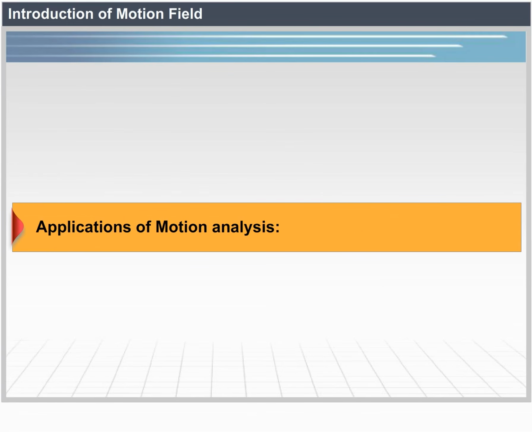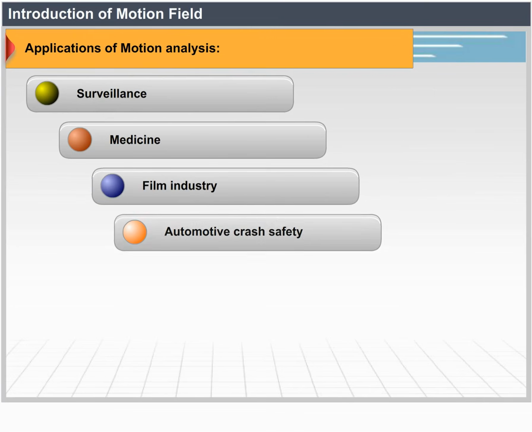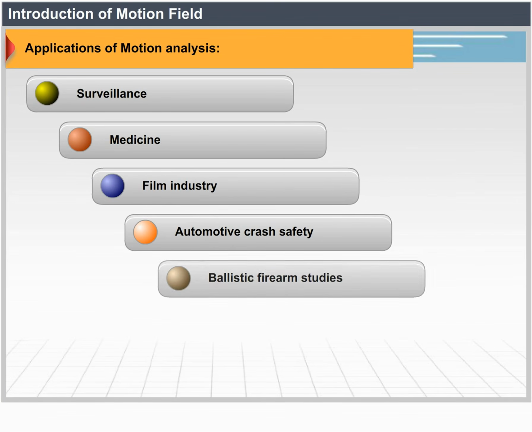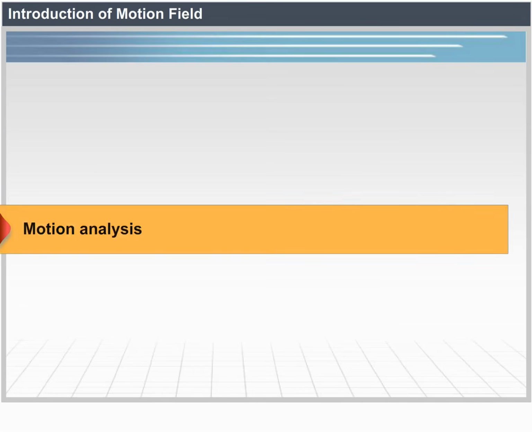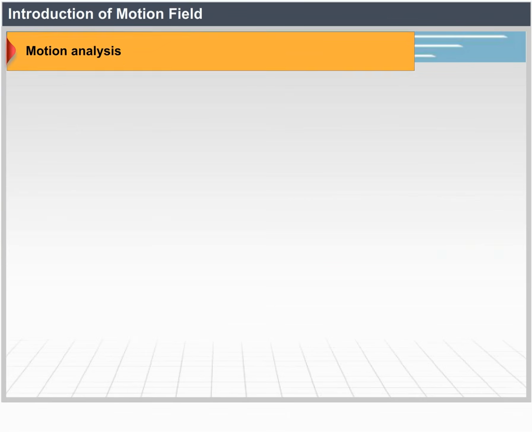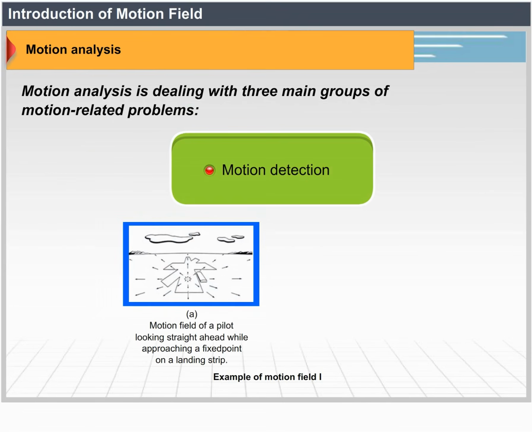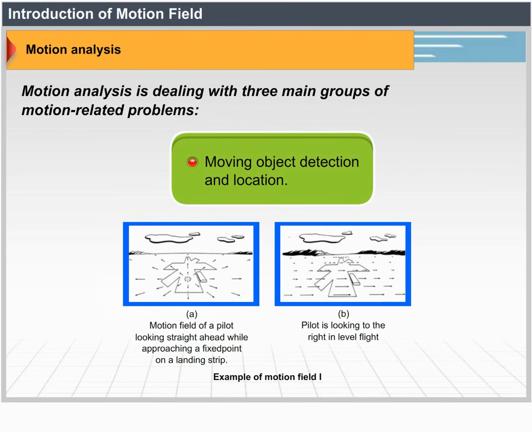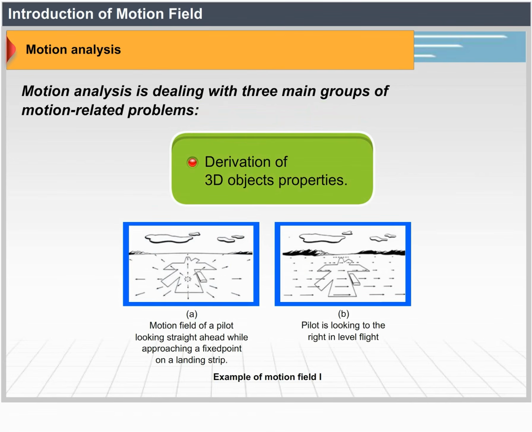Applications of motion analysis: surveillance, medicine, film industry, automotive crash safety, ballistic firearm studies, biological science, flame propagation. Motion analysis. Motion analysis is dealing with three main groups of motion-related problems: motion detection, moving object detection and location, derivation of 3D object properties.